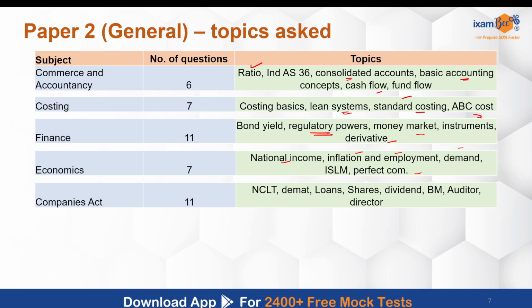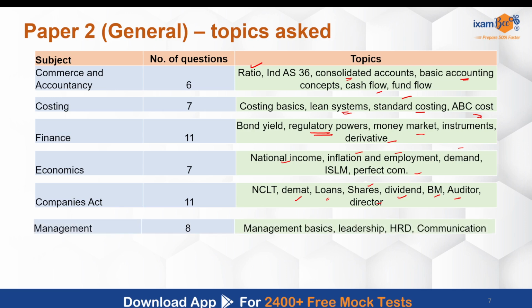In Companies Act, 11 questions, 1 related to the chapter 27 on NCLT and NCLAT. A DMAT related question was there, 1 related to Section 186 related to the loans that the company can give, loans and investments. Shares related 2 questions, dividend 1 question, board meeting, auditor, director. So you can see all the chapters that are mentioned in the syllabus, 1 question from each had been covered.